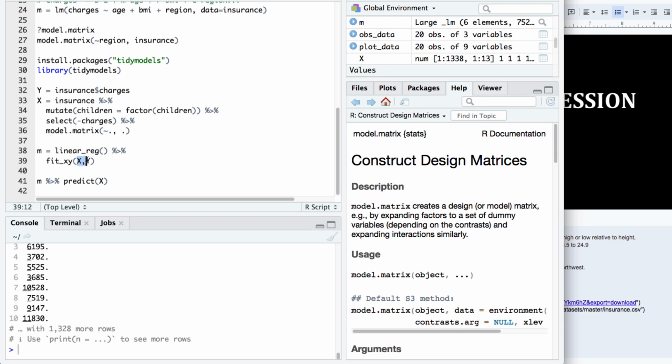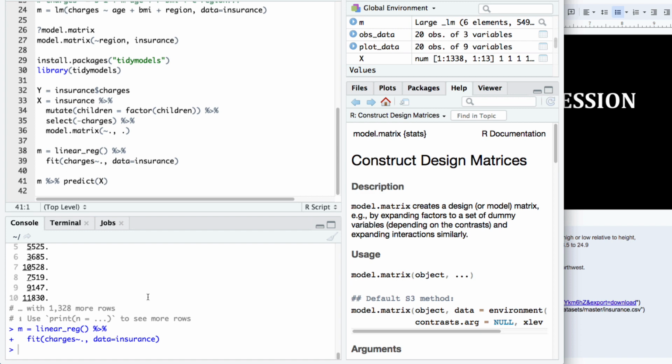And by the way, with tidy models, you can also use the standard formula interface. So I could do fit charges, regress that onto like age plus BMI plus, well, actually here, let me show you something else. This little dot syntax, I can use that in the formula syntax as well to say everything else that's in the data frame except for charges, I want to treat as predictors. Otherwise I would have to type age plus BMI plus smoker, blah, blah, blah, right? If I just want to put everything else on the right-hand side, I just use the dot for that. And data equals insurance. And this gives you the same thing.